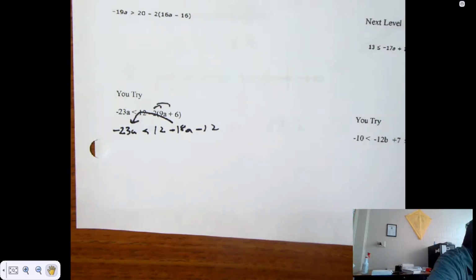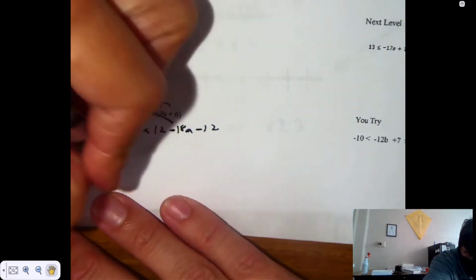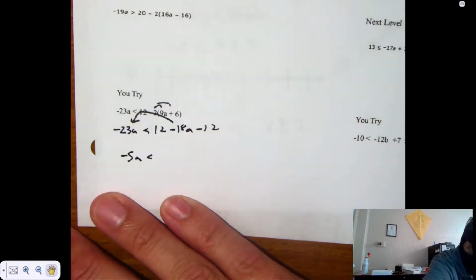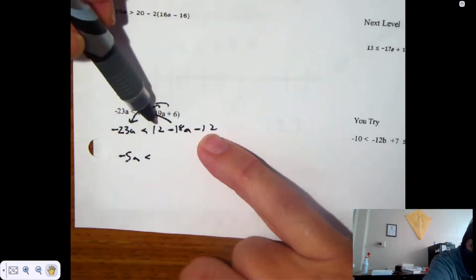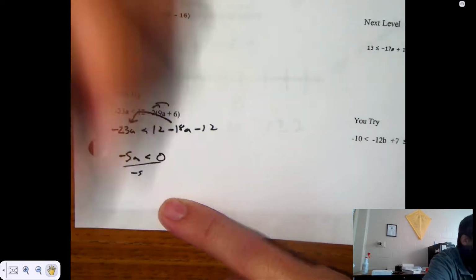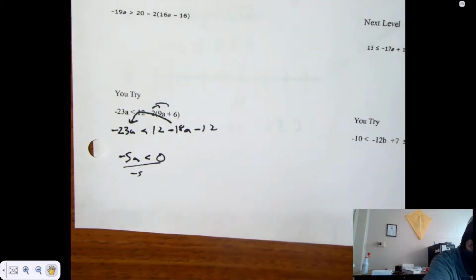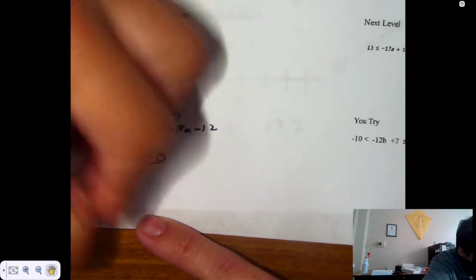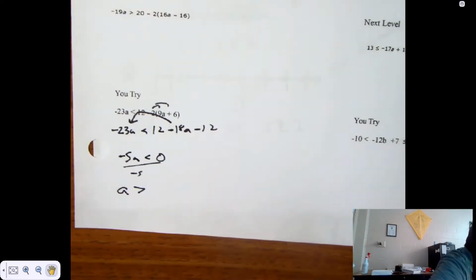So we're going to add 18 to a negative 23. Negative 5 is correct. What's there left on the right? 0. Okay. Divide by negative 5. Christina says flip the sign. And 0 divided by anything is still what? 0.